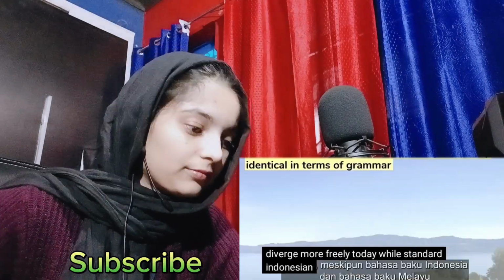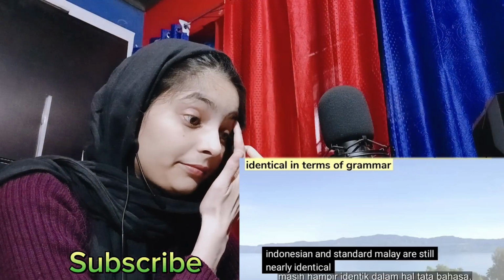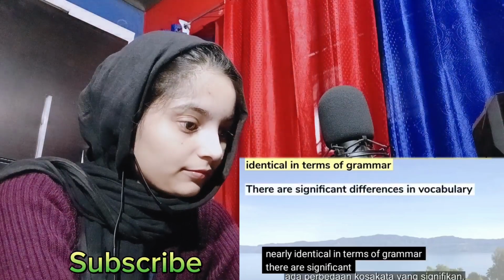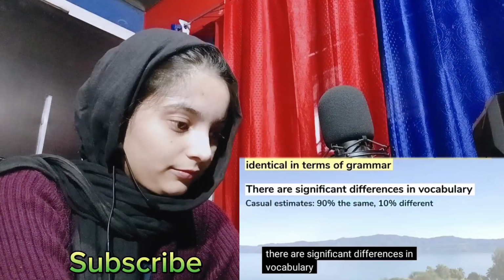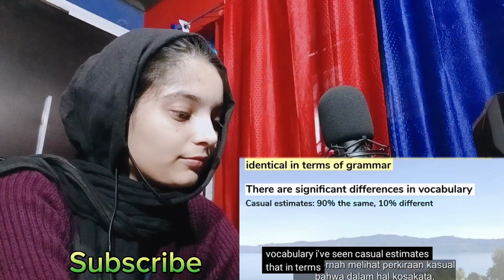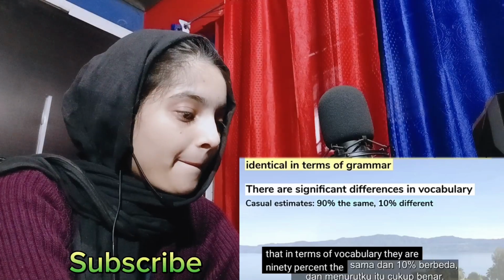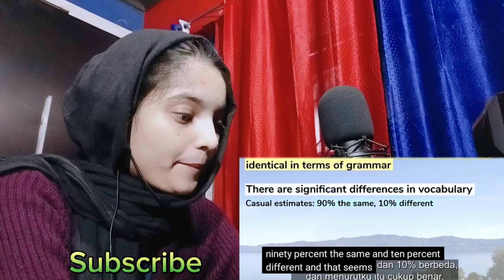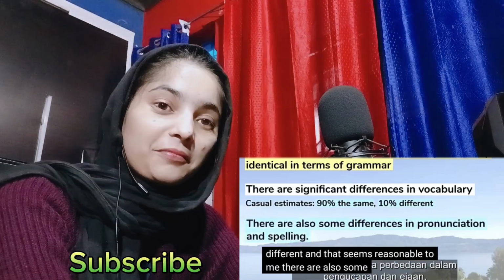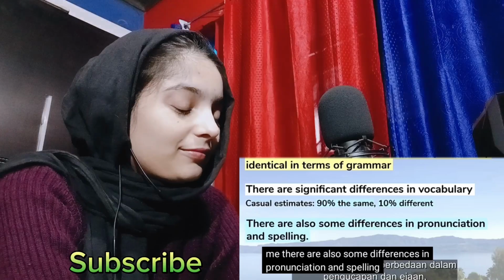Today, while standard Indonesian and standard Malay are still nearly identical in terms of grammar, there are significant differences in vocabulary. I've seen casual estimates that in terms of vocabulary, they are 90% the same and 10% different, and that seems reasonable to me. There are also some differences in pronunciation and spelling.